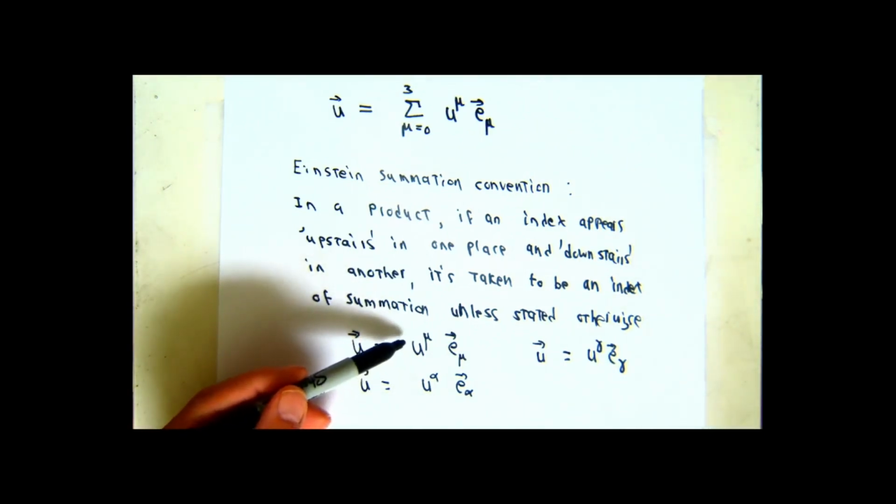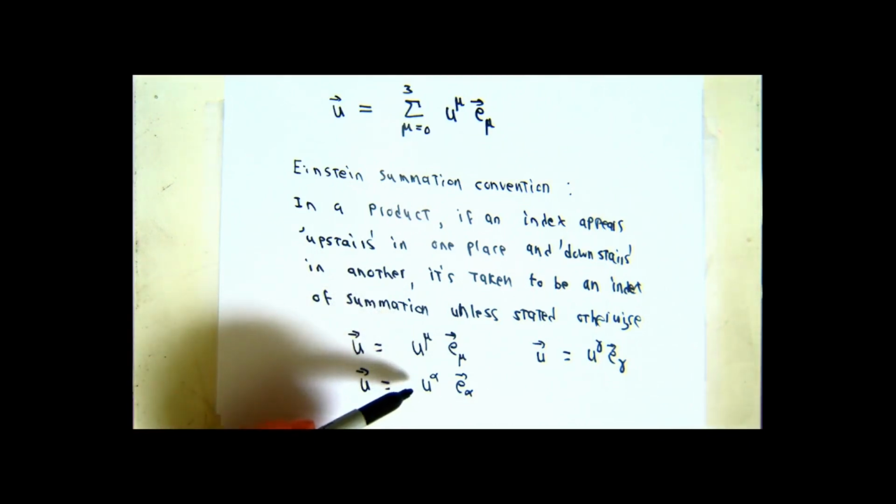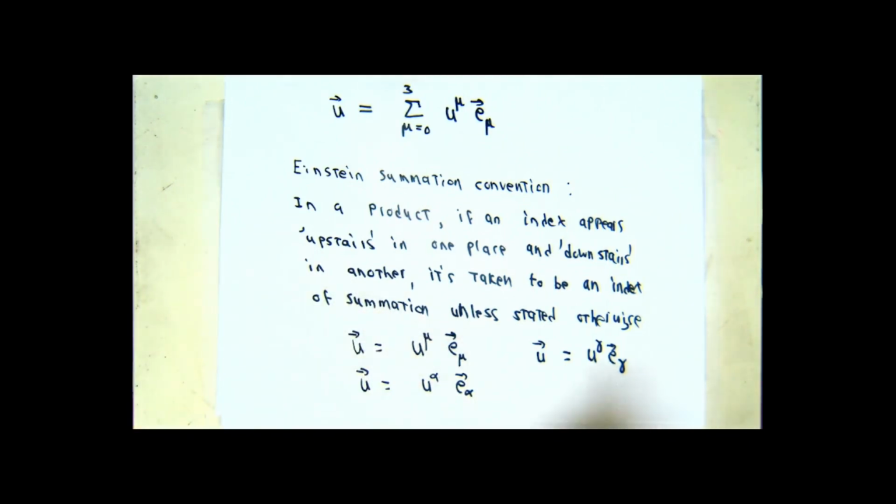As long as I don't get into any naming conflicts, I can change the name of an index of summation to be anything I feel like. So u mu e mu is the same as u alpha e alpha, which is the same as u gamma e gamma.